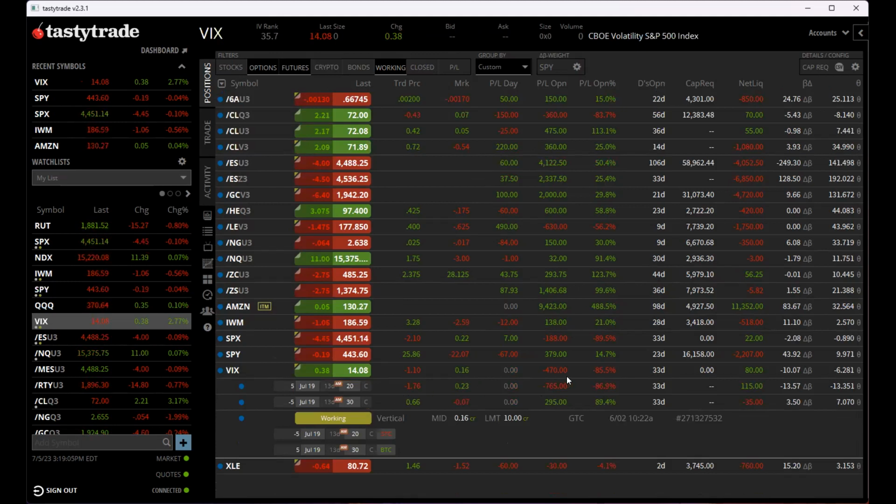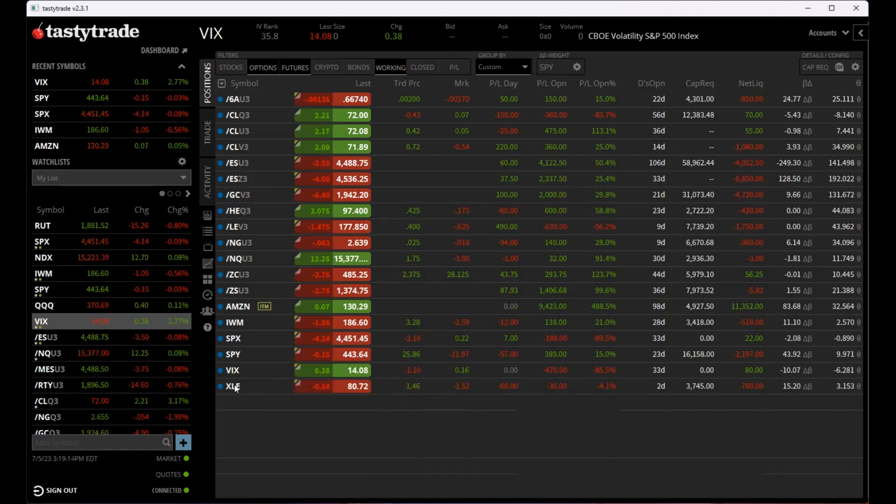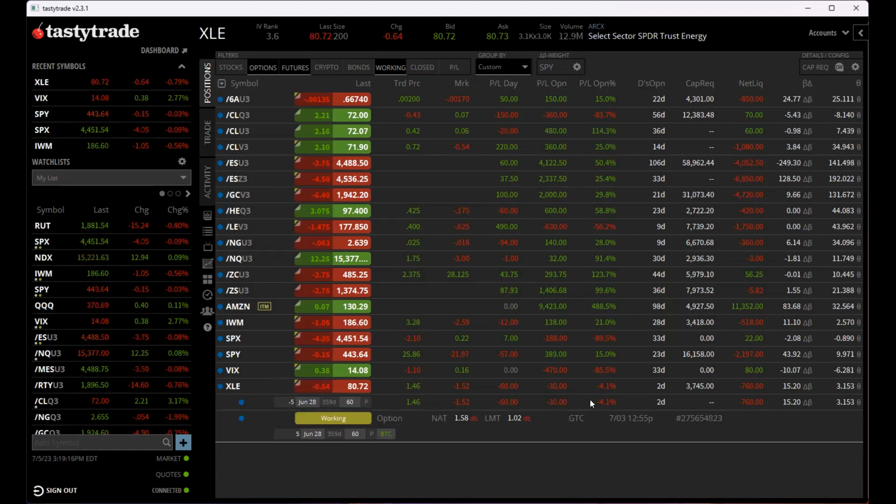VIX is another little hedge trade. This thing's pretty much at a pretty good loser. It's just a hedge, seeing if VIX explodes. Nothing to do there. And then XLE, just put this on a couple days ago. It's down a whole 4%, $30 down. Nothing to do on that trade.